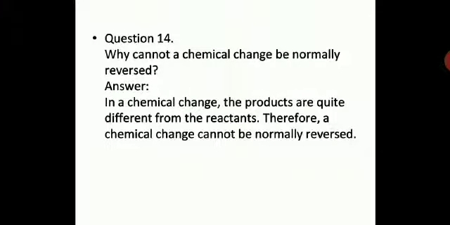Now question number 14. Why cannot a chemical change be normally reversed? Very simple question. In a chemical change, the products are quite different from the reactants. Therefore, a chemical change cannot be normally reversed. Just now in question number 13, where you burn firecrackers, the products formed are all harmful gases, which are altogether different from the firecracker which you are burning. So for chemical changes like digestion, photosynthesis, whatever the raw material you started with, the product formed will be totally different. Therefore, you cannot reverse the reaction. Is it clear? Therefore, normally a chemical change cannot be reversed.